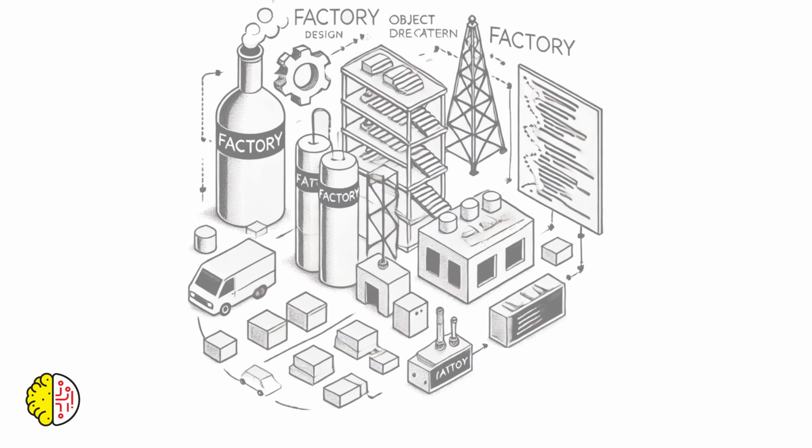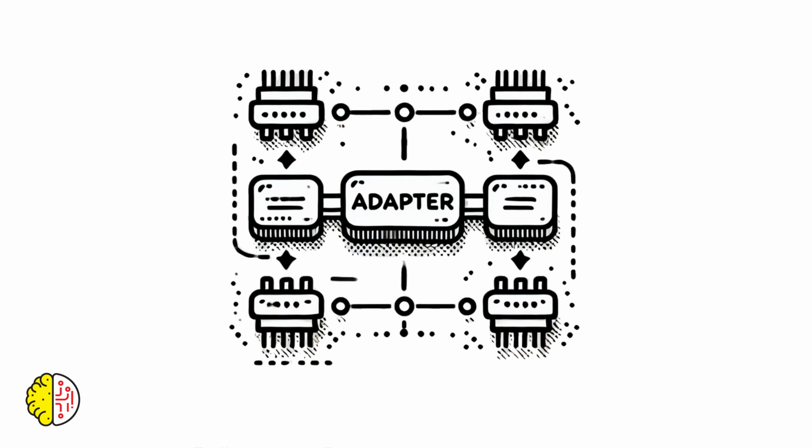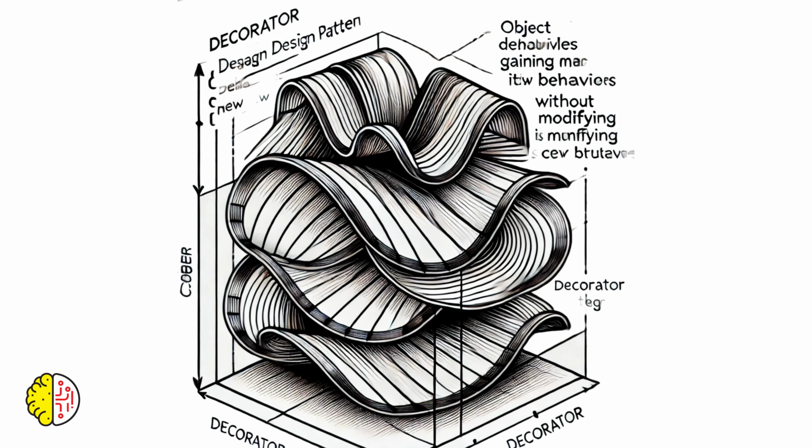3. Structural design patterns. These patterns focus on how objects and classes are composed to form larger structures while keeping the system flexible and maintainable. Examples of structural patterns are adapter and decorator. Adapter pattern helps incompatible interfaces work together. Decorator pattern dynamically adds behavior to objects without modifying their core logic.